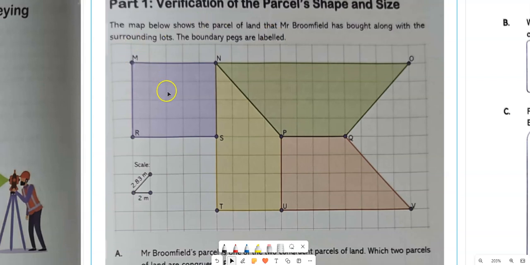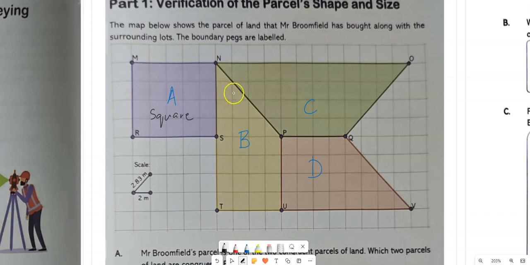So we have one lot here. This is another one, right? And this is another lot. This is another lot. Let's say we label these lots here and call this lot A. We could call this one lot B, C, and D. Now, what are the shapes that are there? So this one is a square. Okay. So this one is a square.